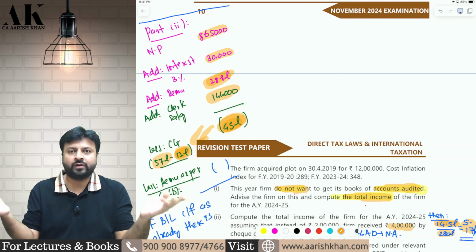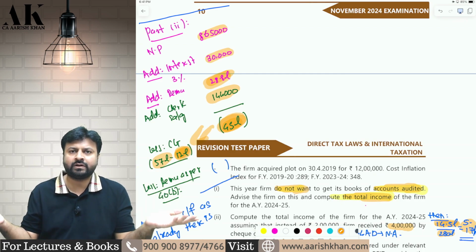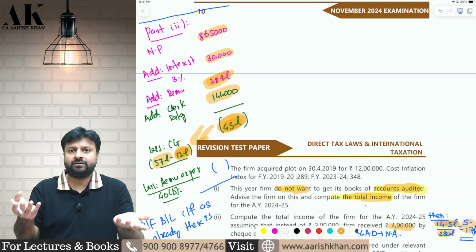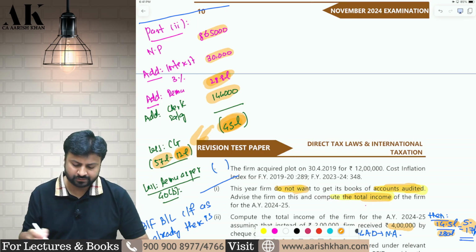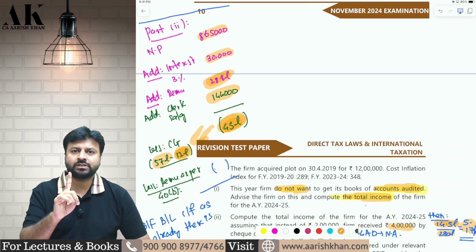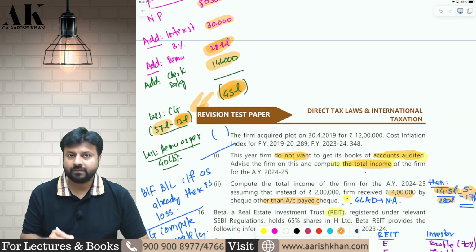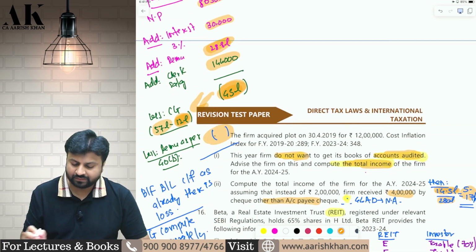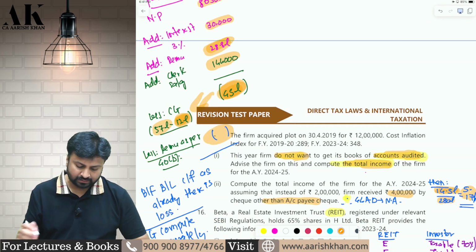In part 1, he was following 44AD, so we were not taking the deduction of remuneration and interest. But in part B, we are following the normal provisions, so we will take all the deductions. If the book profit is a loss, how much deduction will be allowed to you? Only to the extent of how much? 1,50,000. So 1,50,000 I will take as a deduction of remuneration.